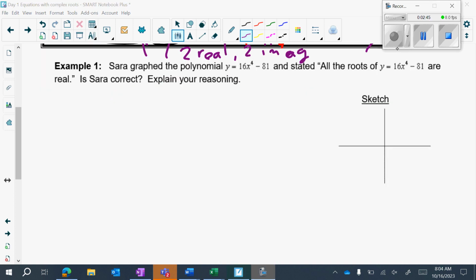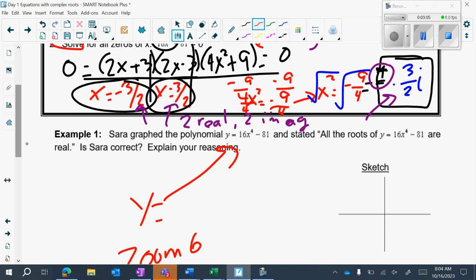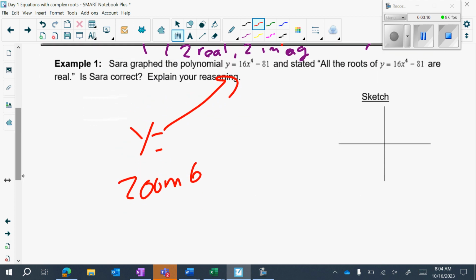Now, if you look down below, it tells you to graph it, and it says all the roots are real. Is Sarah correct? When she graphed it, she said all the roots are real. So if you were to graph this, put this in y equals right now, and then zoom 6, and take a look and see what you see. You're going to see that it is indeed going to cross the x-axis in 2 real places at 1.5 and -1.5, which happen to be the 2 real roots that we solved above, positive 3/2 and -3/2. And it's going to kind of look like a parabola like this.